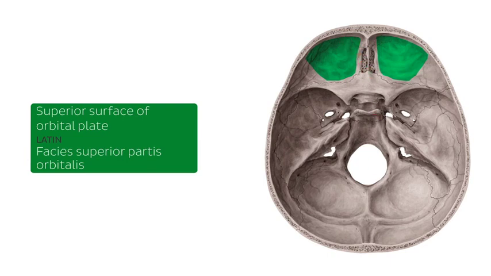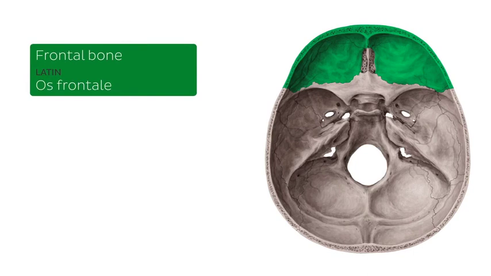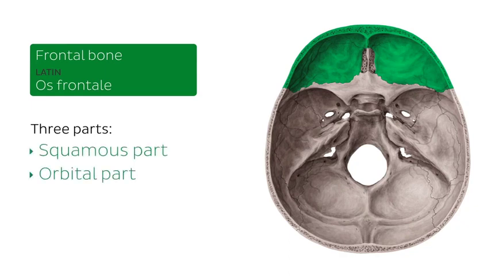One bone that we can clearly see here, and I'm going to highlight it fully, is the frontal bone. The frontal bone can be divided into three parts. Of course, we're not going to be seeing all of them here. This is only one view of this bone. We have to explore it from different views as well. But these parts include the squamous part, the orbital part, and also a nasal part.